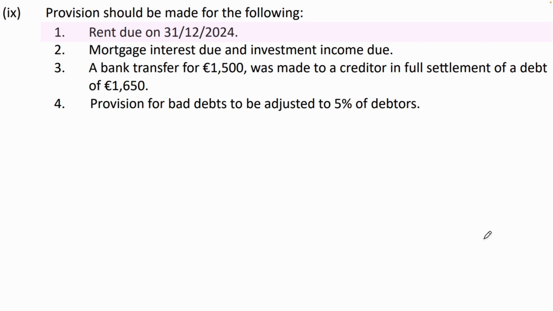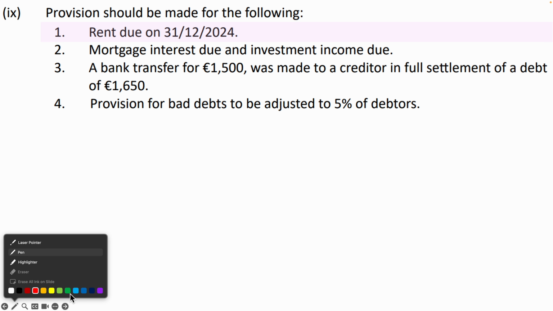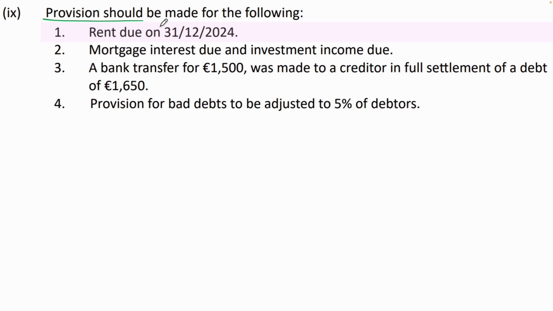So that was that. We're on to the last adjustment now: provision should be made for the following. And when you see the words provision should be made for, I want you to think, okay, I've got stuff to do in the TPL here, and then I've got stuff to do in the balance sheet. So provision should be made for the following: rent due on the 31st of the 12th, 2024.